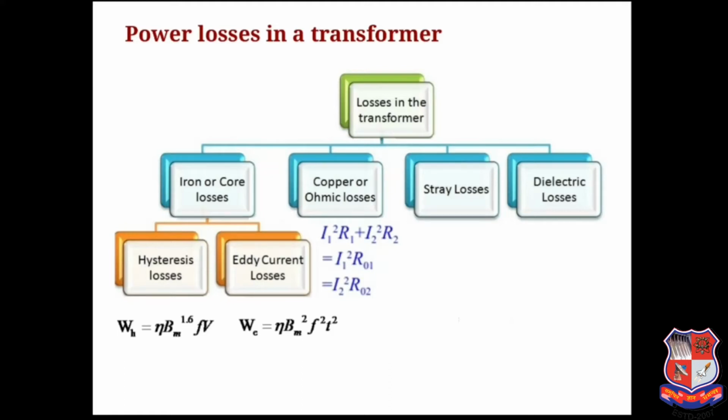It is also denoted as I1 square R01. R01 is the equivalent resistance of the winding when the secondary is transferred to the primary side, and I1 is the primary current. Similarly, I2 square R02. I2 is the secondary current and R02 is the equivalent resistance of the winding when the primary is transferred to the secondary side.